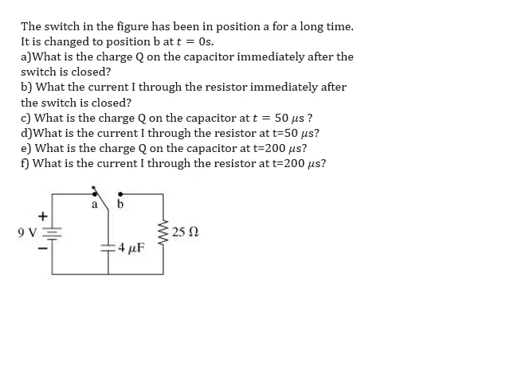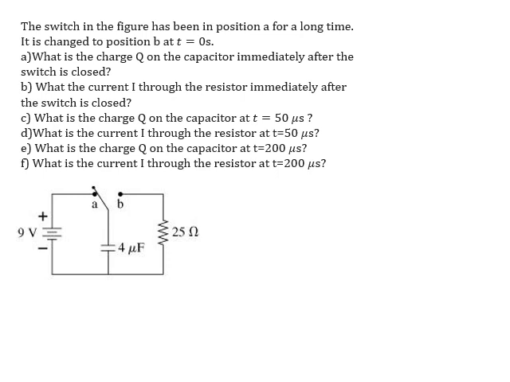Let's start now on an example that looks kind of long, but hopefully you'll see is a straightforward application of the things we just discussed. So we have a circuit that has a 9-volt battery, and it's connected to a 4 microfarad capacitor and a 25 ohm resistor, and it's got a switch in it that can flip from position A to position B.